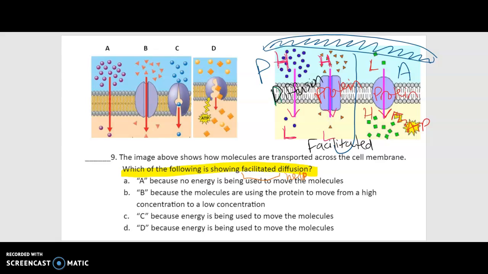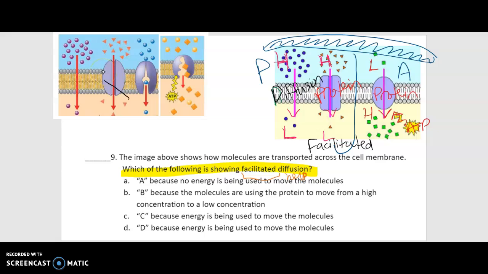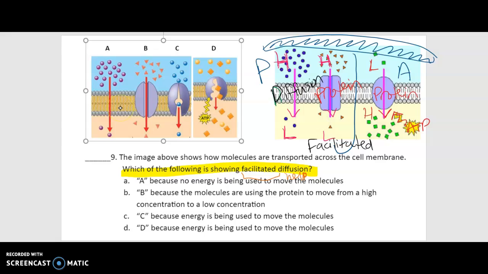Looking at our answer choices, we have A because no energy is being used to move the molecules. Well, that is technically true in your answer choice because it's moving across the membrane, but there's facilitated, we need that protein. Okay, so we're going to put an X here. B because the molecules are using the protein to move from a high concentration to a low concentration. That is correct. B has that protein right here.